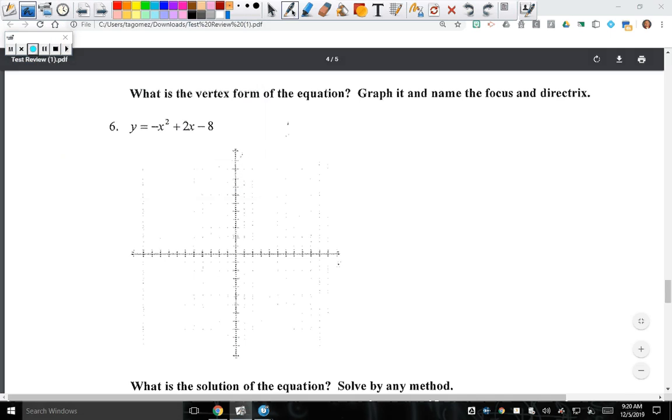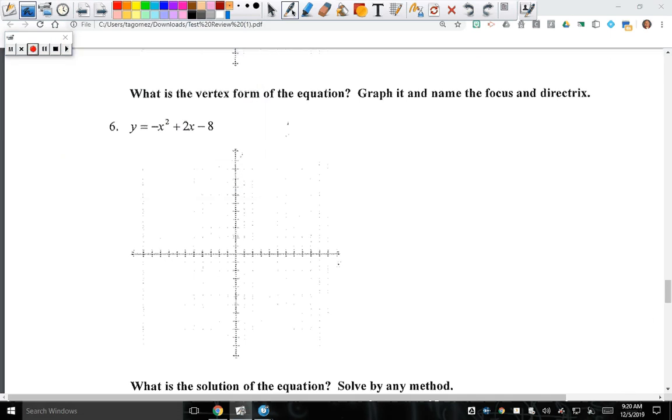Alright, so number 6 on the non-calculator portion is asking, what is the vertex form of this equation here? Graph it and name the focus and the directrix. This is a really good question to ask, okay?